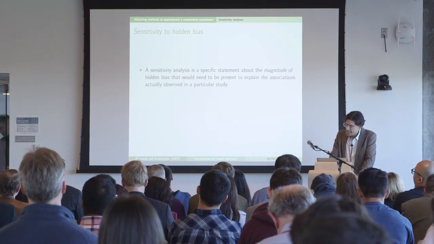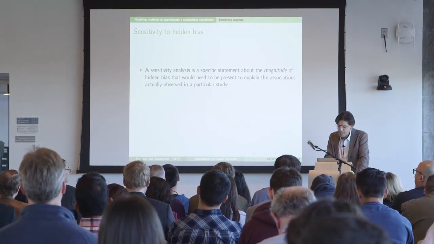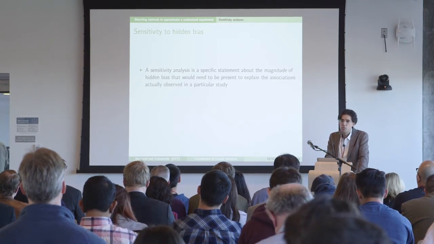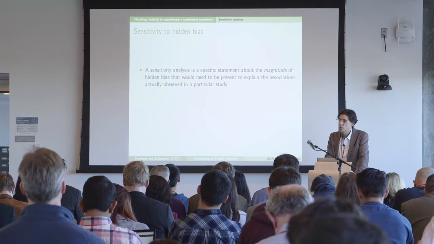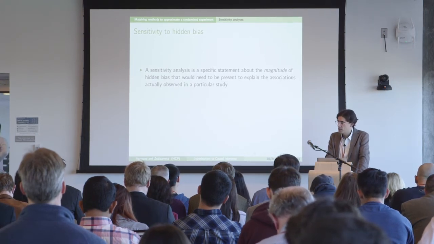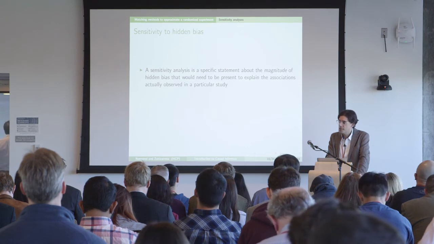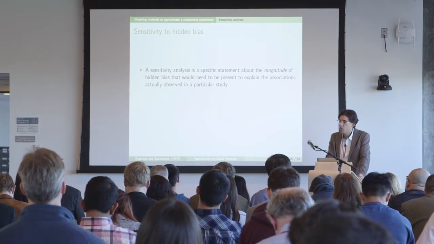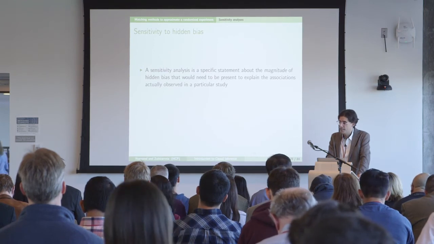So a sensitivity analysis is going to be a specific statement about the magnitude of hidden bias that would need to take place in order to explain away our significant findings, right? How large would need to be the influence of a covariate we did not adjust for in the matching to explain away the significant effect estimate?